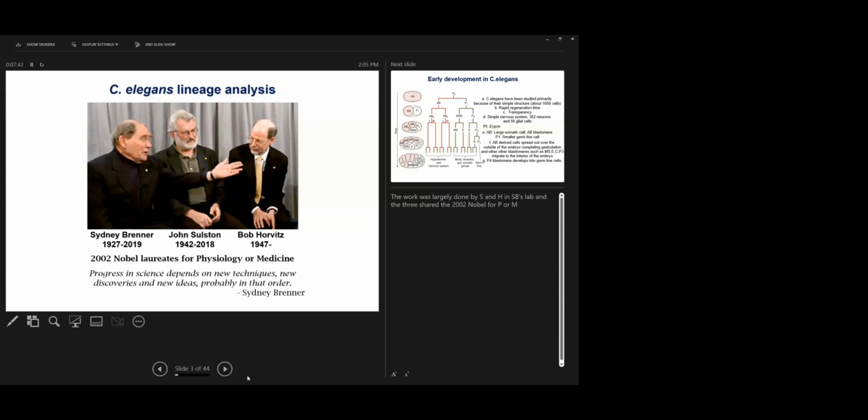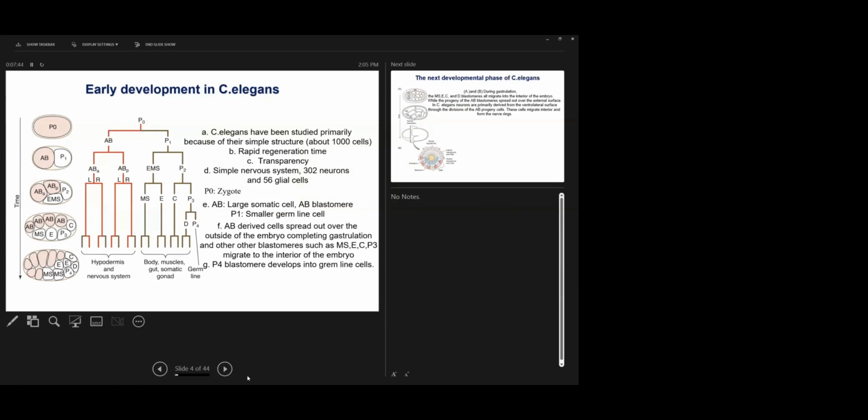We'll go to the next slide, talking about how neurogenesis happens during different developmental stages of C. elegans. C. elegans starts with P0. It is the fusion of sperm and ovum, the egg, to form the zygote. P0 is the zygote stage. Now the zygote divides asymmetrically. So it forms a bigger cell, the AB blastomere, by asymmetric division, and a smaller cell, which forms the germline cells.